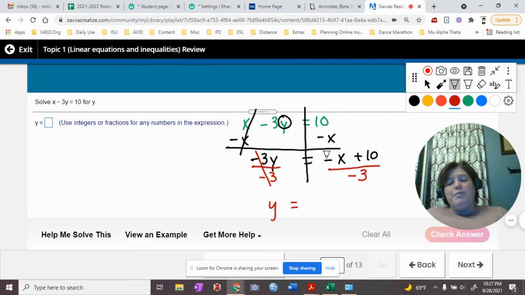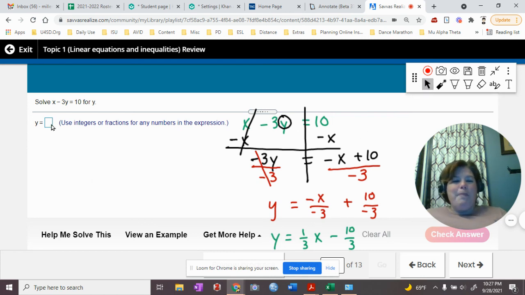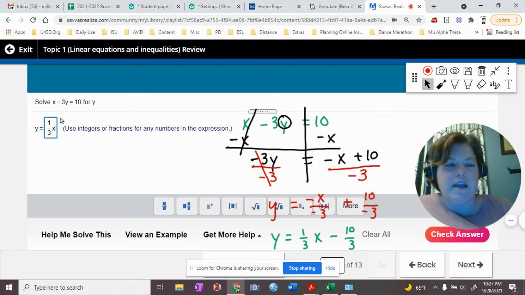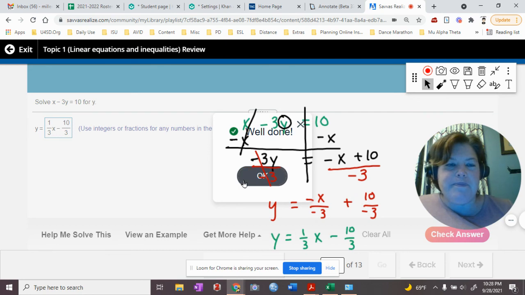If I want, I can break this up so I have negative x over negative 3 plus 10 over negative 3, and then a negative over a negative is positive, and hopefully this will start to look familiar to you as our slope-intercept form. Woo! Getting us ready for topic 2. So I'm going to type this in as 1/3 x minus 10/3 and check my answer. There we go.